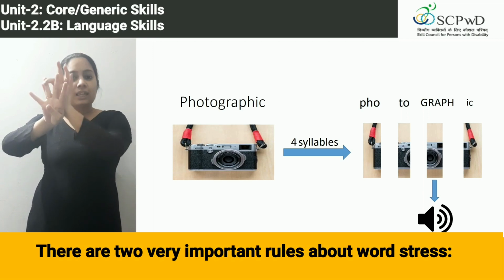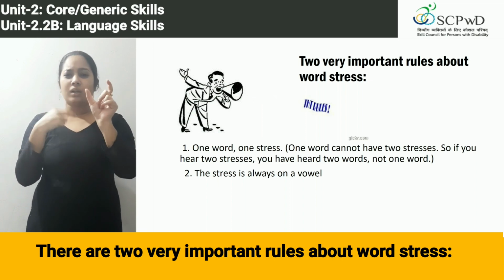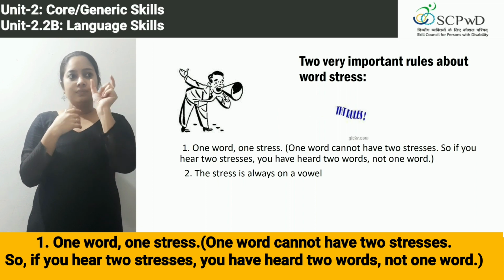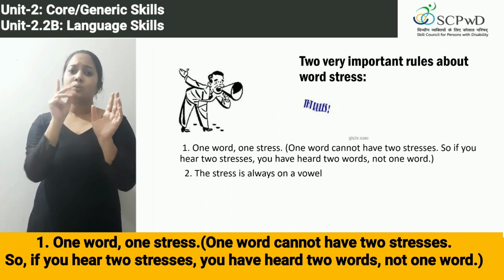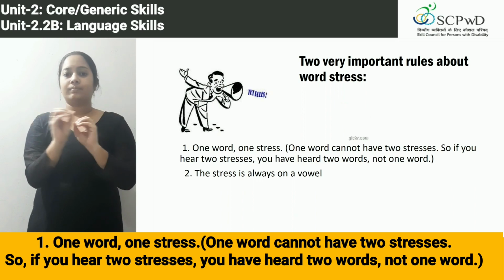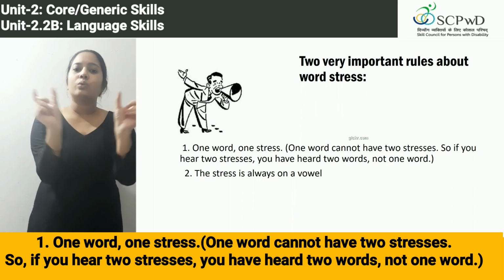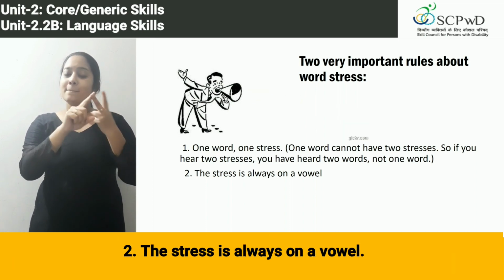Photographic. There are 2 very important rules about word stress. Number 1, one word, one stress. One word cannot have 2 stresses. So if you hear 2 stresses, you have heard 2 words, not one word. Number 2, the stress is always on a vowel.